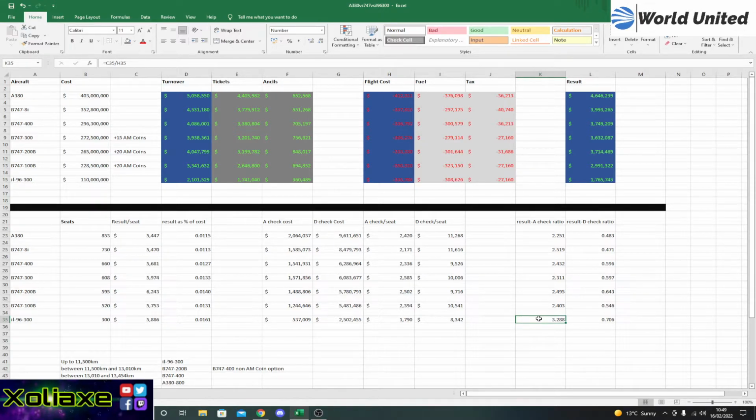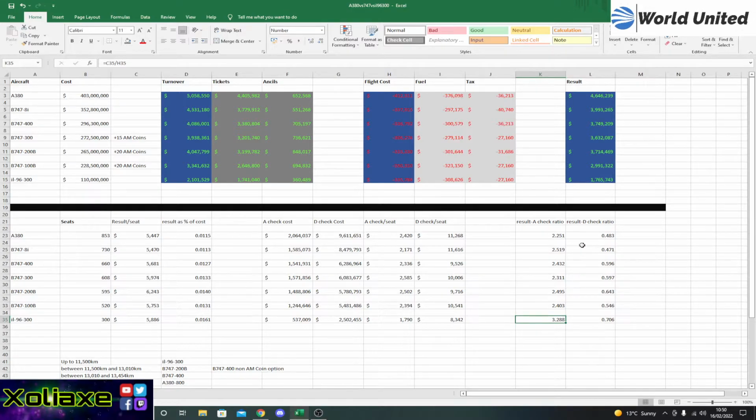So the Aleutian quite clearly comes out on top, followed by the 747-200B. Not too far behind that is the 747-8i, and then comes the 747-400, then the 100B, then the 300, and in last place in professional mode is the A380.